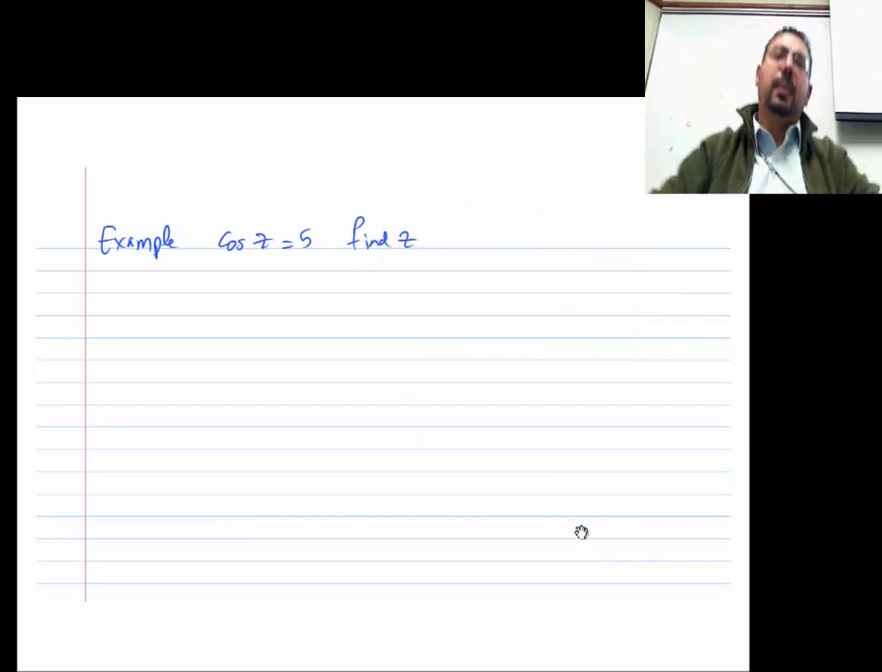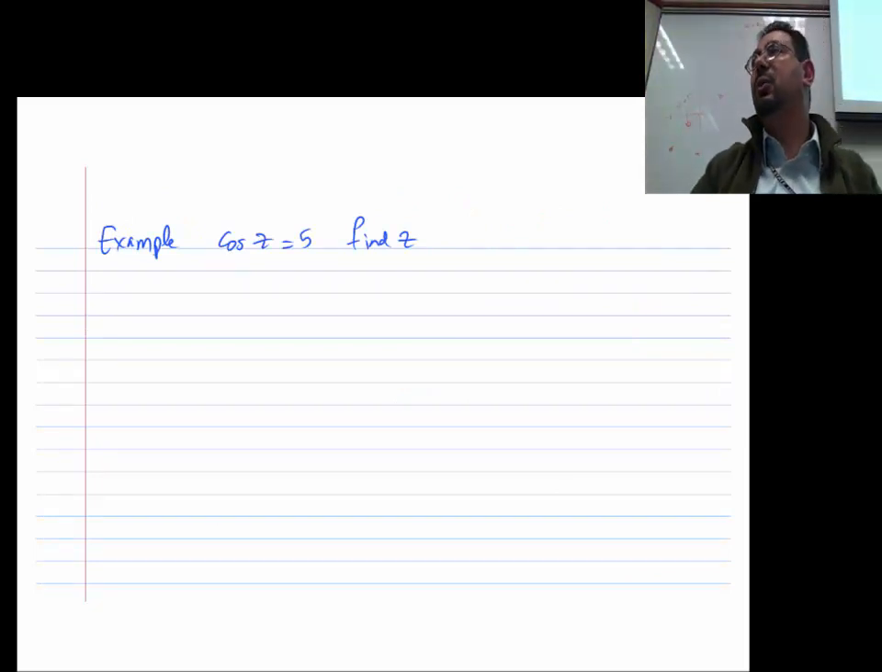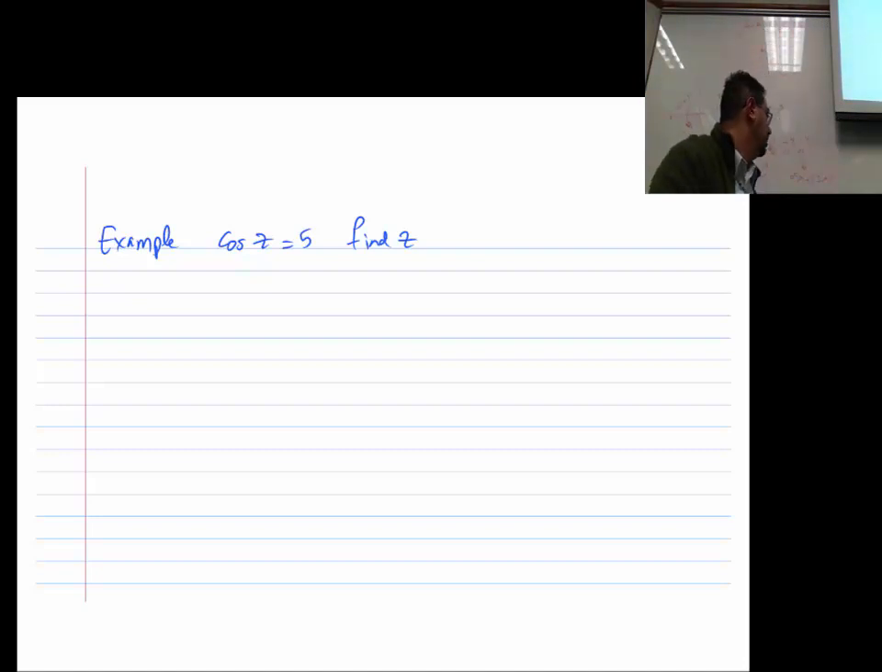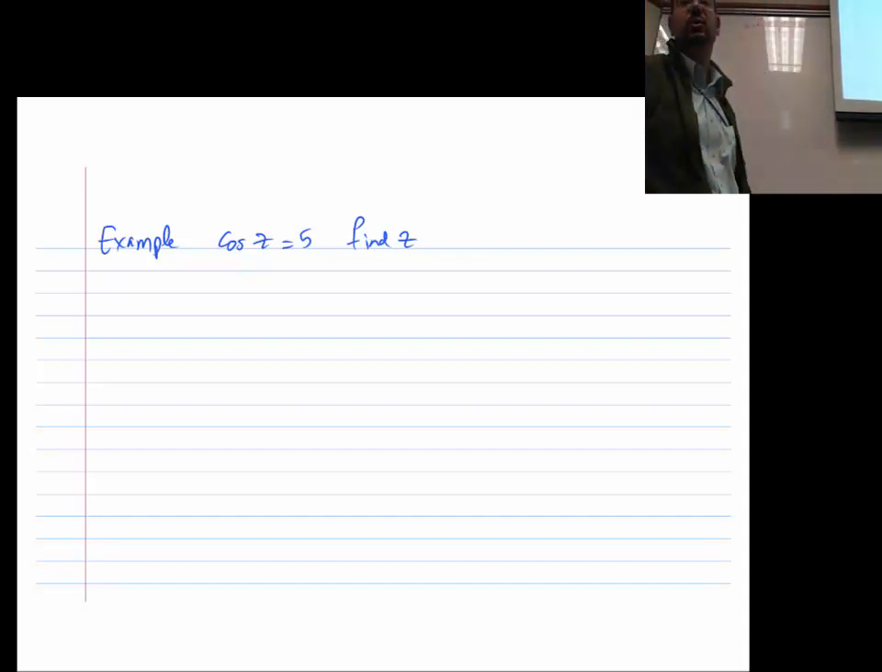Right. So cosine z equals 5. Find z. What should we do? And when we say find z, you have to give him z basically in the quiz. I will tell you, put it in the form basically u plus iv, you know, real plus i imaginary. So what should we do? What do you do when you say cosine z equals 5?